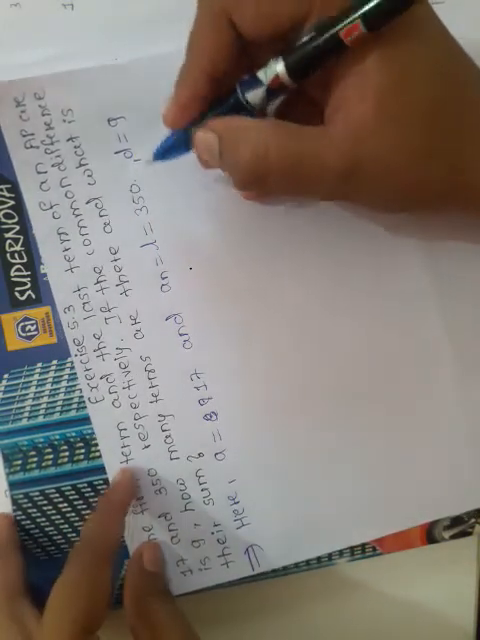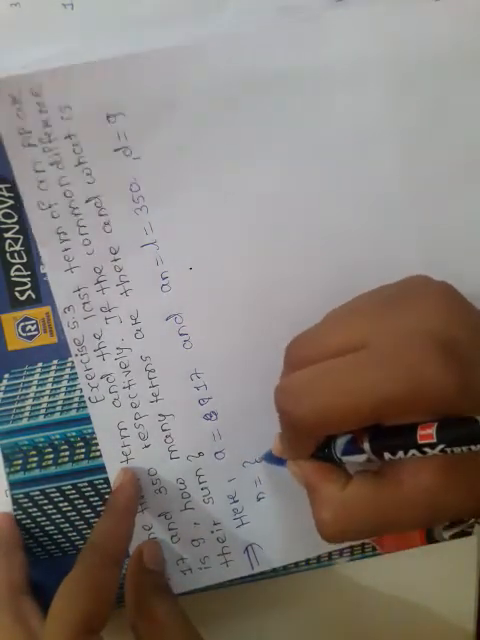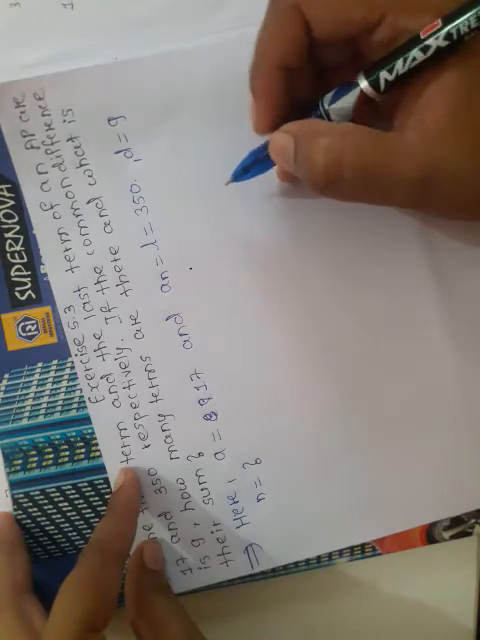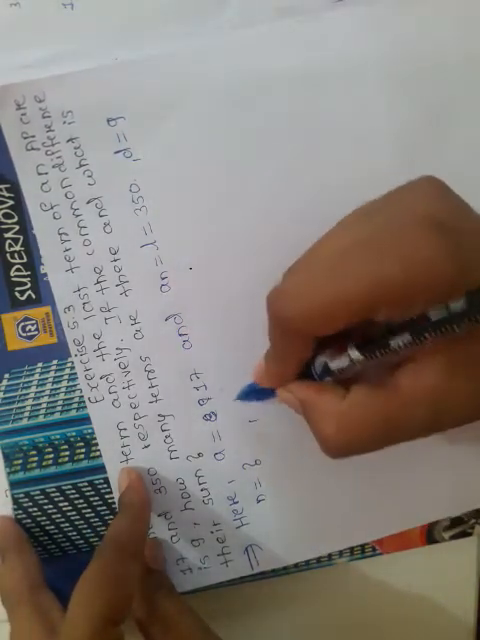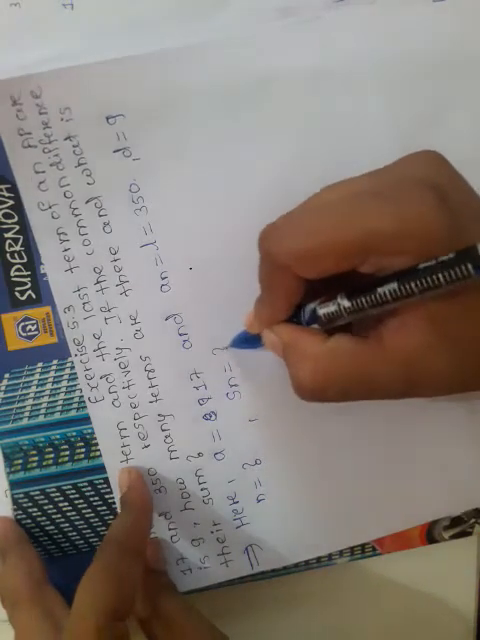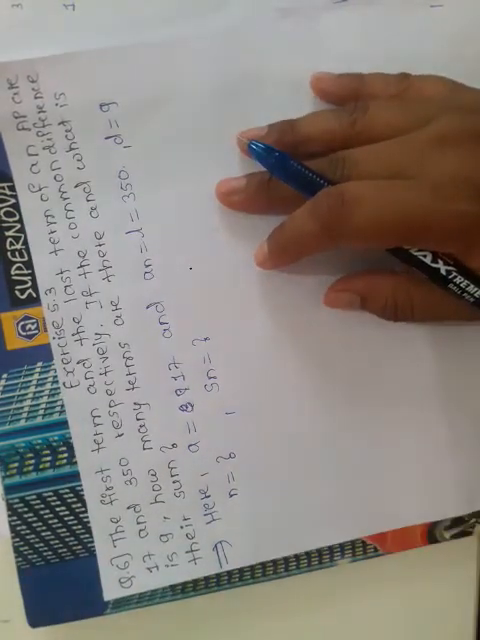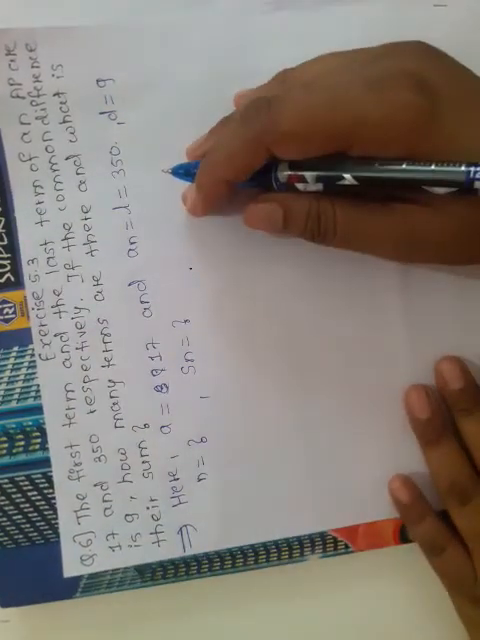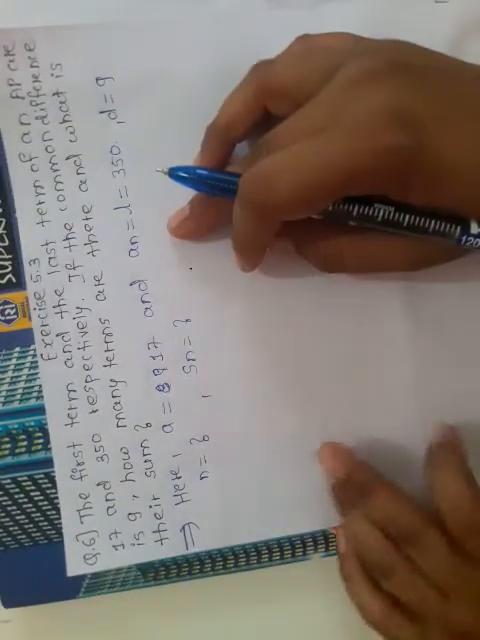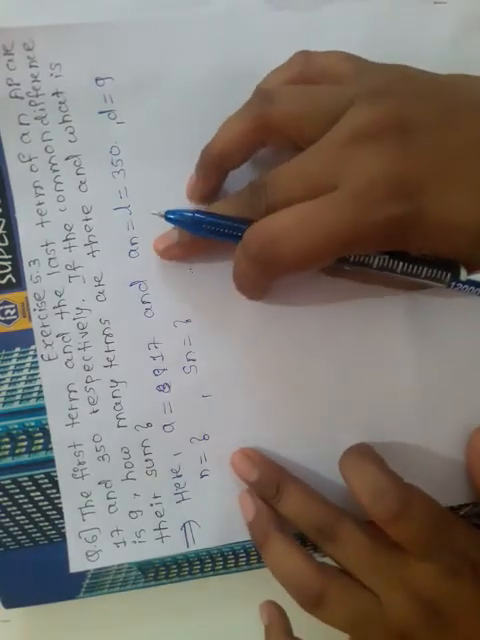How many terms are there? We have to find out the number of terms, that is, the value of n, and also the sum of n terms of this series, that is, Sn. So first find out the value of n, then we can easily find out Sn. First find out n by using the formula.